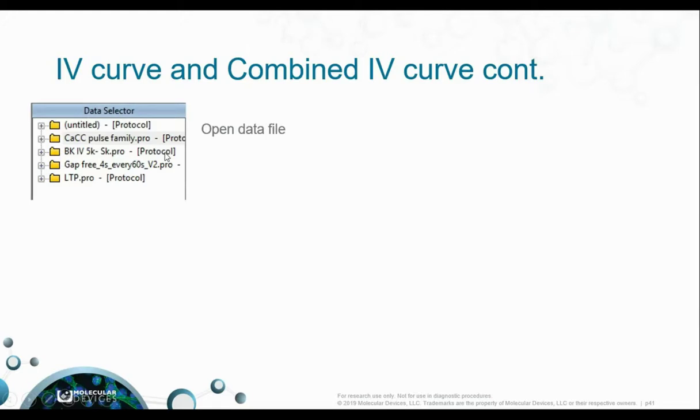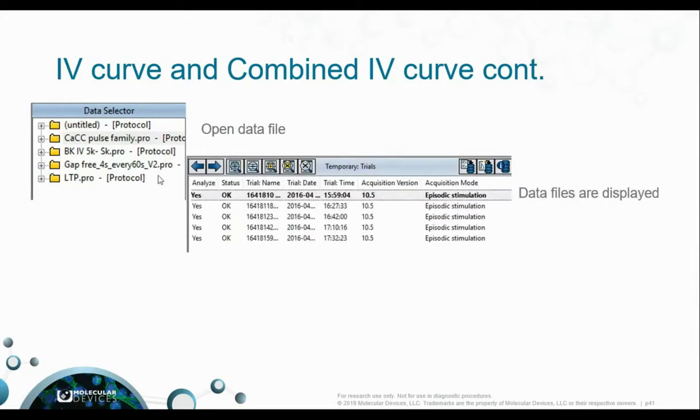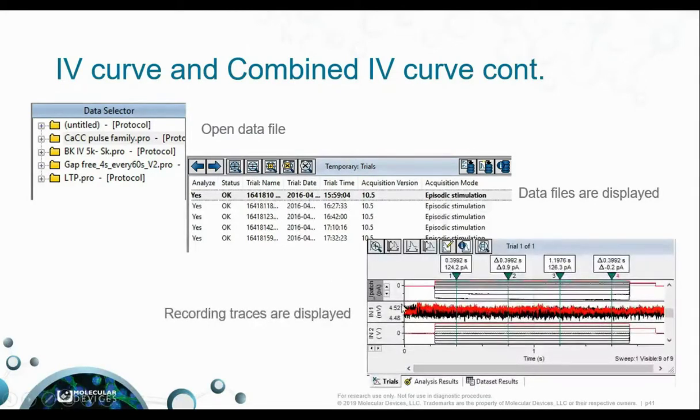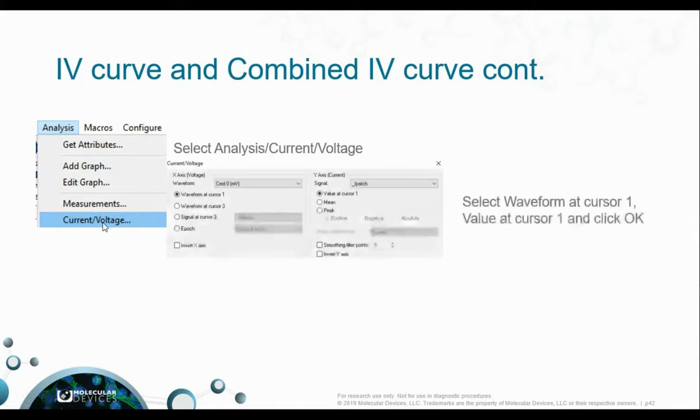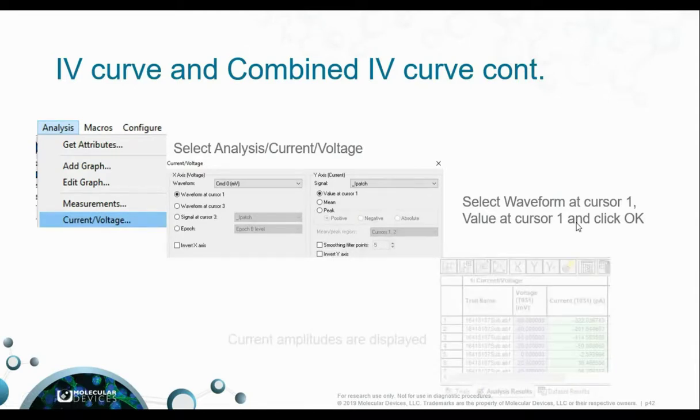Now, first of all, I need to open the data file, and then the data file will be displayed here. Then the recording trace also will be displayed in this window. Then I select Analyze, and in order to plot the IV curve, I need to select Current over Voltage. And select waveform at cursor 1, value at cursor 1, and click OK.